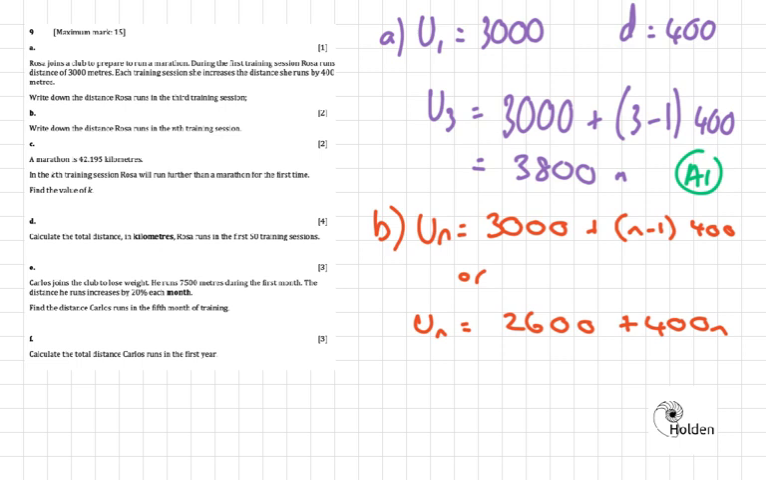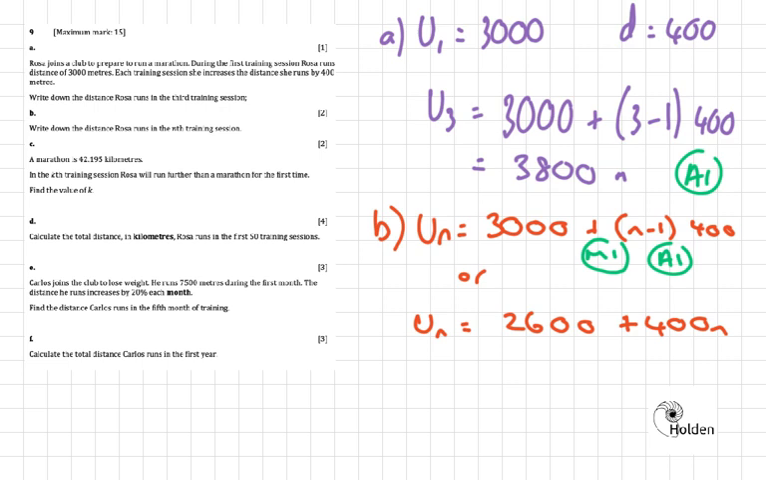Okay, so what have we got on the mark scheme for that one? That's an M1, A1. Yep, so we've got an M1, correct substitution. Either or. I would give that first one personally because it's more useful in later processing questions. Okay, so 9C. A marathon is 42.195 kilometers. In the kth training session, Rose will run further than a marathon for the first time. Find the value of k.